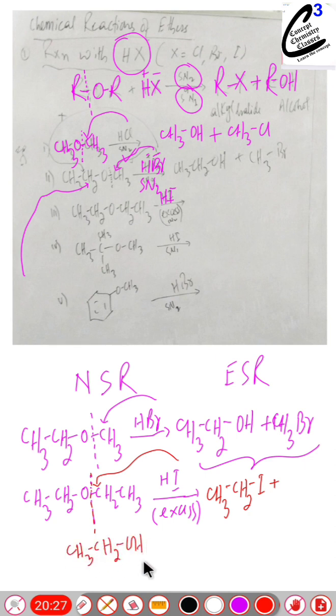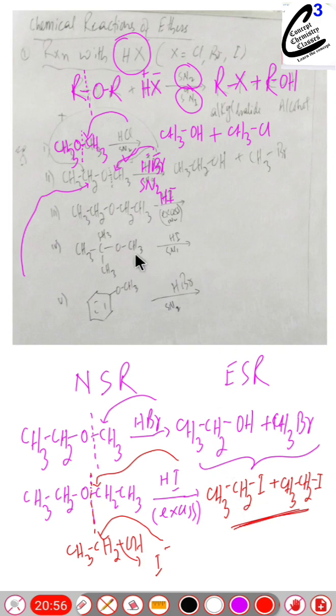This would be the product, but since HI is taken in excess, iodide ion will attack this carbon atom to displace this hydroxyl group again to form ethyl iodide again. So we will have 2 moles of ethyl iodide as the product. In this case, no alcohol will be formed. Remember, 2 moles of ethyl iodide will be formed.